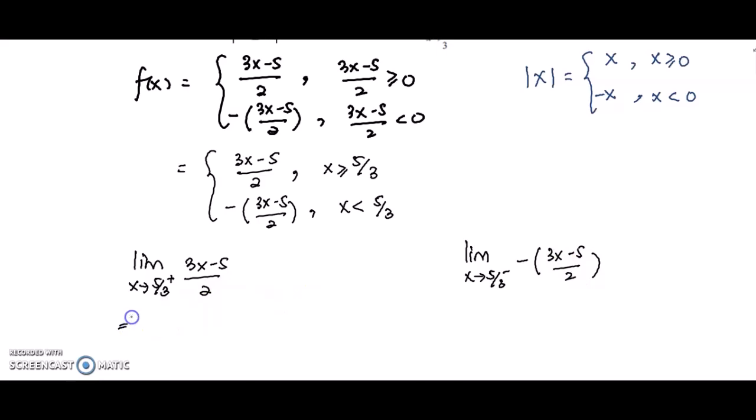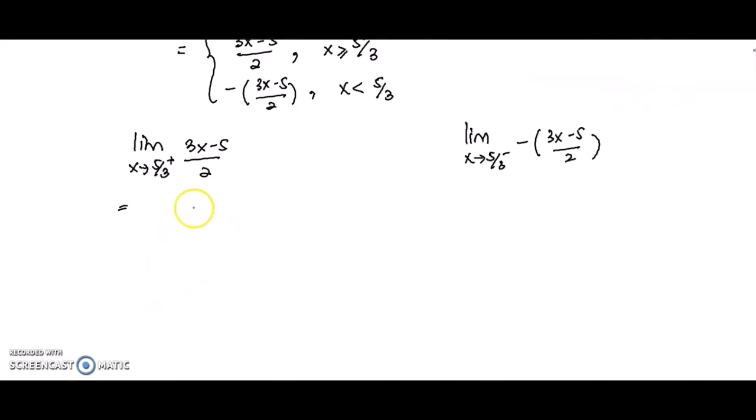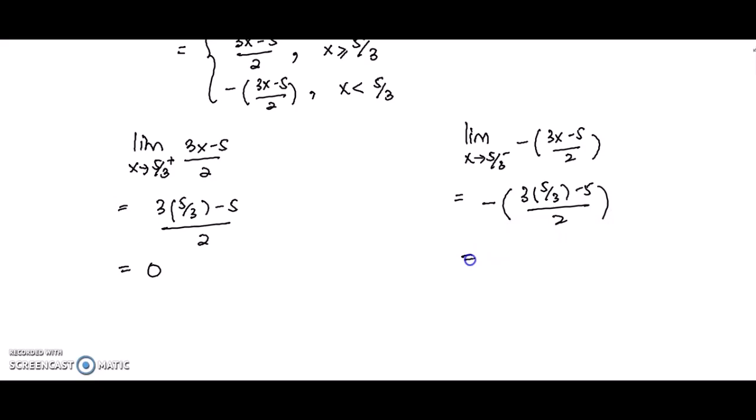Then, following the substitution method, we got 0. Substitute the 5/3 over here, you have 3 multiplied by 5/3 minus 5/2, which gives 0. And the same thing for the left-hand limit. Substitute the 5/3 negative into here. You get 3 multiplied by 5/3 minus 5/2. You also will get 0.